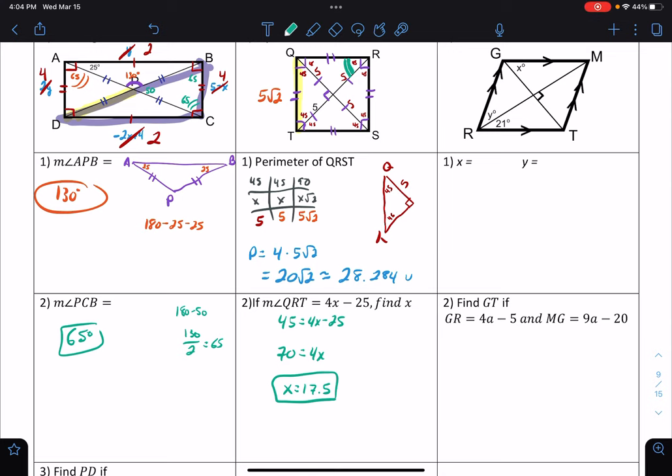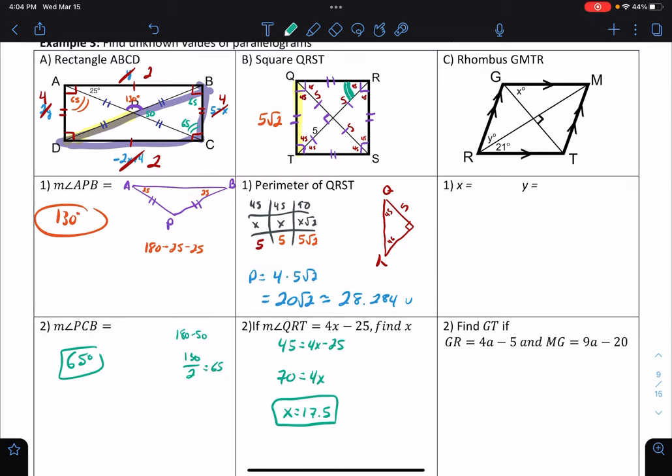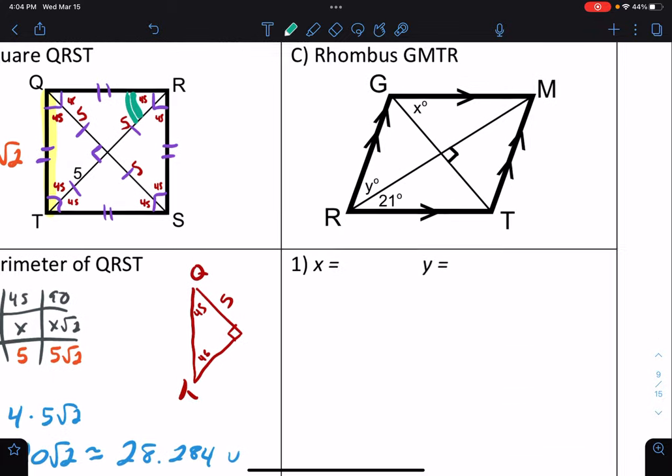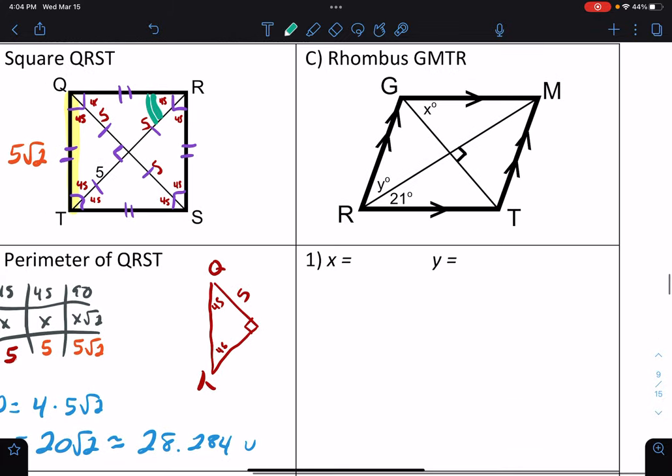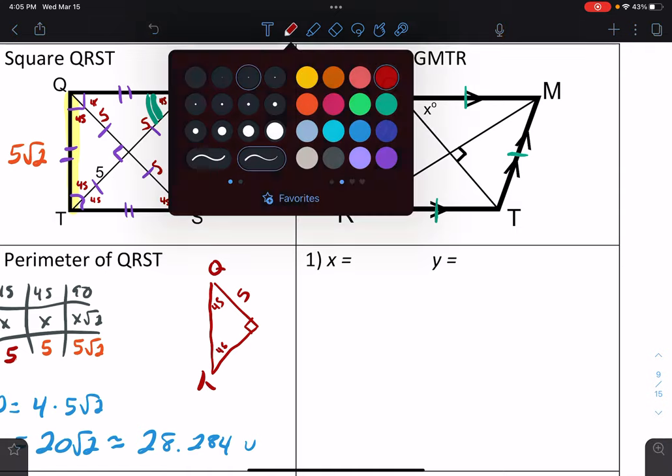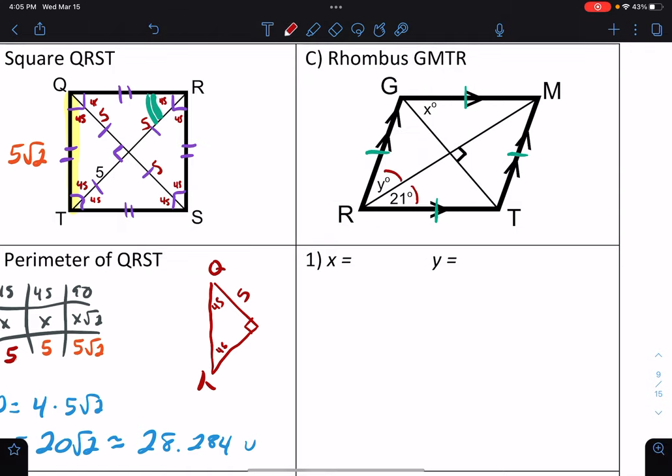Let's hop over and finish these rhombus problems. So in the first one, let's add what we can. We've got 4 congruent sides. We see that 90 degrees there in the middle where the diagonals bisect each other. If you remember, the diagonals also bisect opposite angles. So if this angle is 21, that means y also has to be 21 degrees, which means up here, both of these parts also have to be 21.